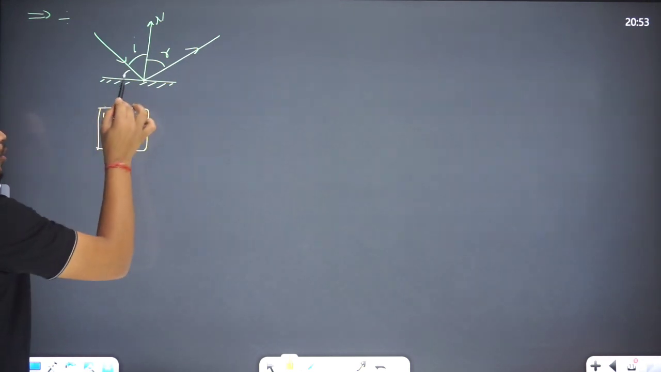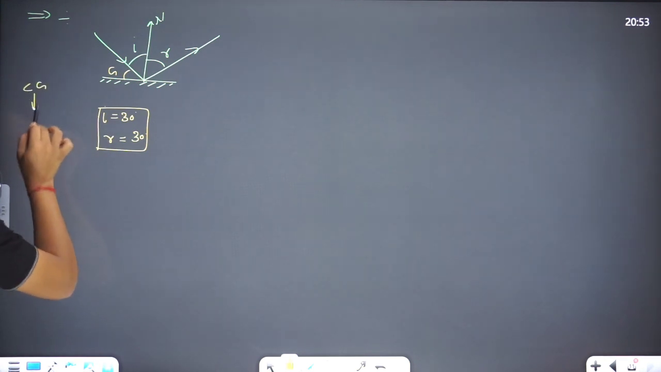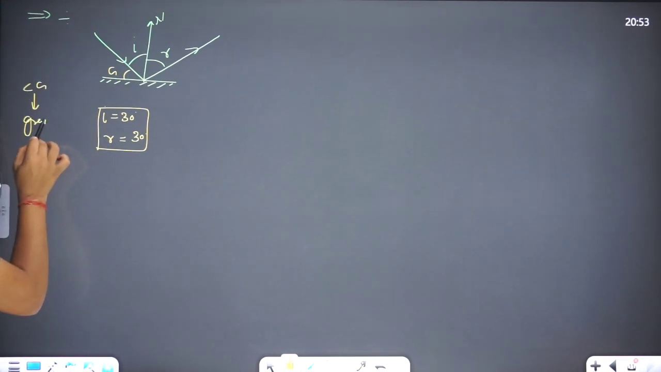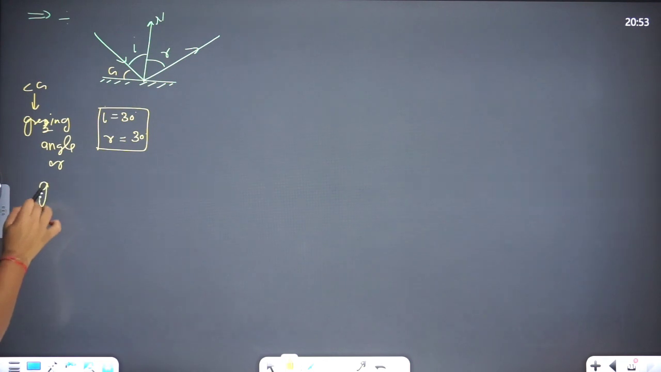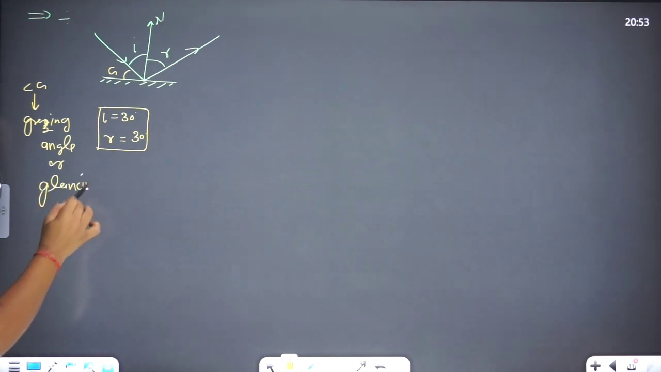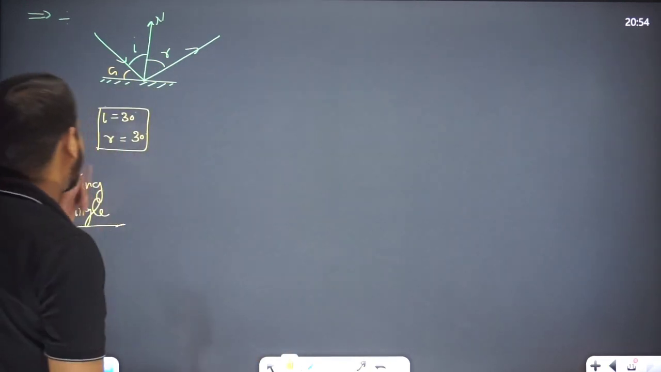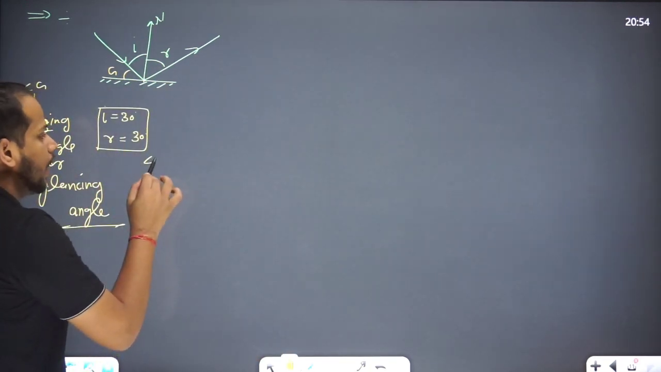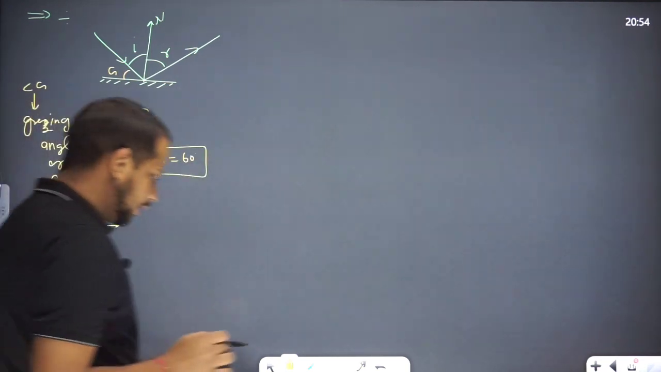And this angle is called angle Z, right? Angle Z is called the grazing angle. Either you can say glancing angle. Grazing angle, or we can say glancing angle. If this one is the grazing angle, what is the value of the grazing angle here? The value of the grazing angle here is 60 degrees, right? Now let's see the next illustration.